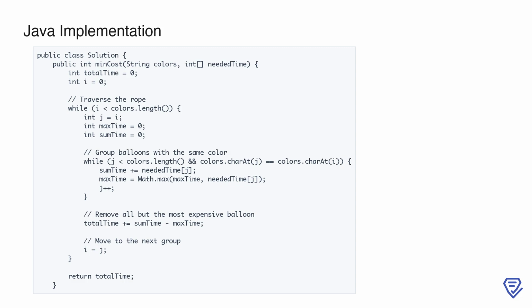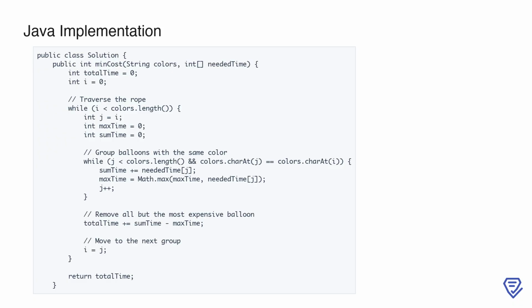The main logic begins with a while loop that iterates over the rope. Inside the loop, we create a variable j to explore groups of balloons with the same color, and we initialize two additional variables: max time to track the maximum removal time within the current group and sum time to accumulate the total time for all balloons in the group.